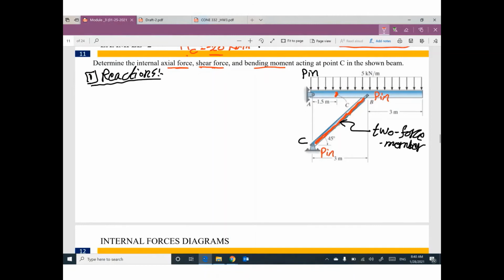Okay, what is the benefit? What will happen if you have this member? Like you said, at point B, we have only one reaction, in the same direction of this member.